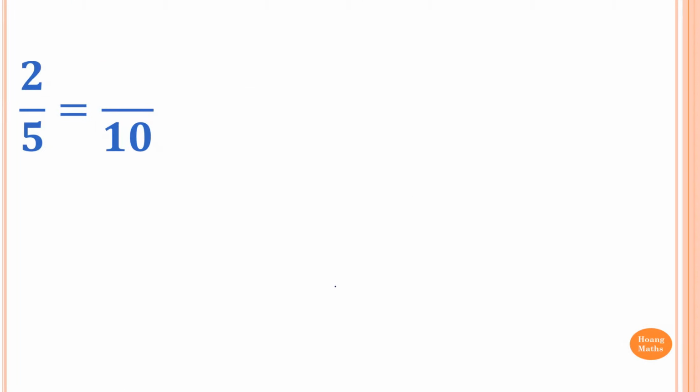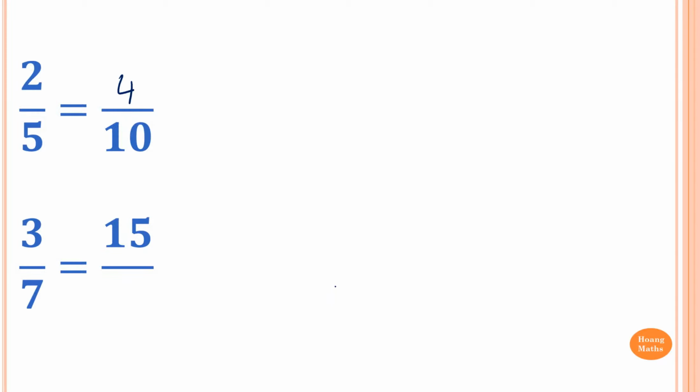2 over 5 is equal to something over 10. So from 5 to 10 is 2 times. So whatever we do on the bottom, we do the same thing on the top, or whatever we do on the top, we do the same thing on the bottom. So in this case, we times by 2 the bottom, so we need to times 2 on the top as well. So therefore, 2 times 2 is 4. So 2 over 5 is equal to 4 over 10.